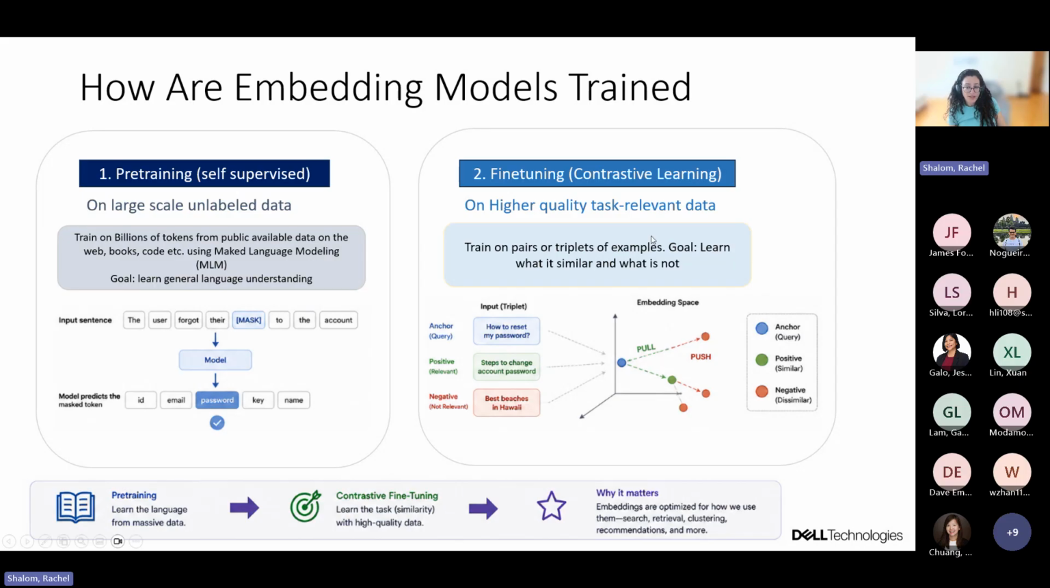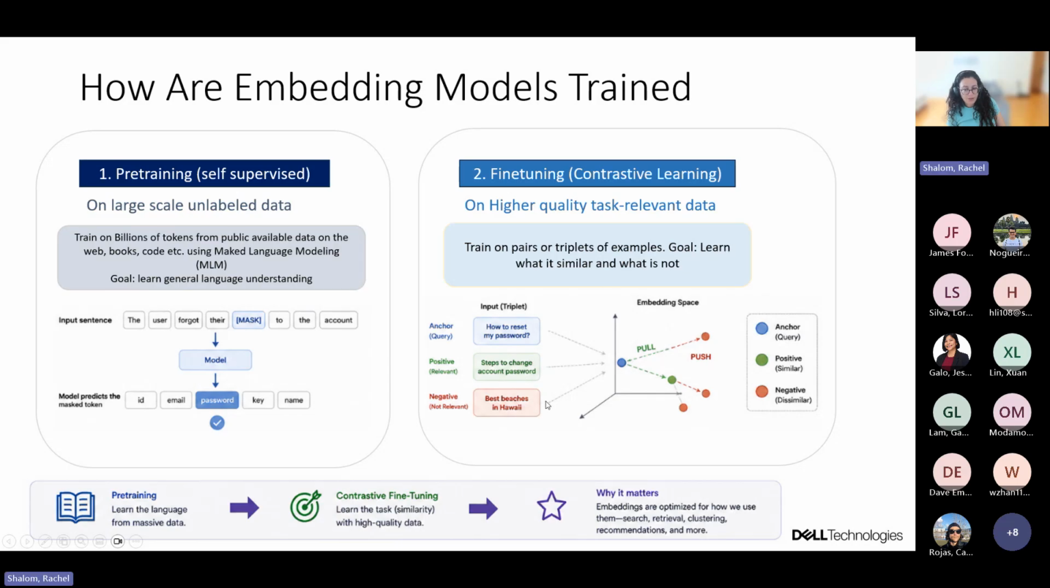Now, for the second stage, to get the model into a better place of semantic understanding, one of the most common methodologies that I'm going to talk about today is contrastive learning. This is where you are collecting very high quality data. Usually it takes more time and more effort because this data needs to be really high quality. In the case of contrastive learning, we usually collect pairs or triplets of examples.